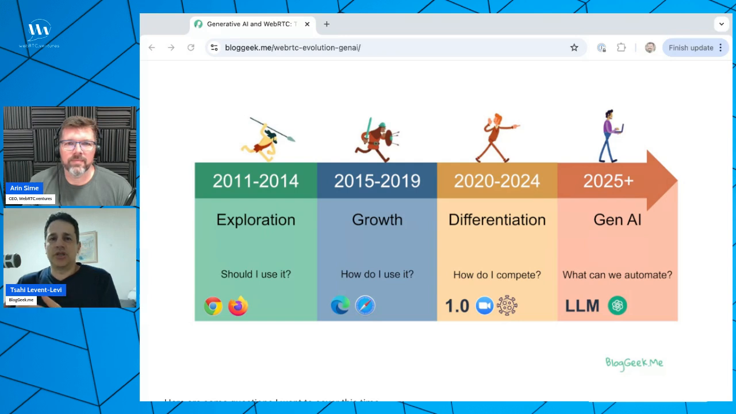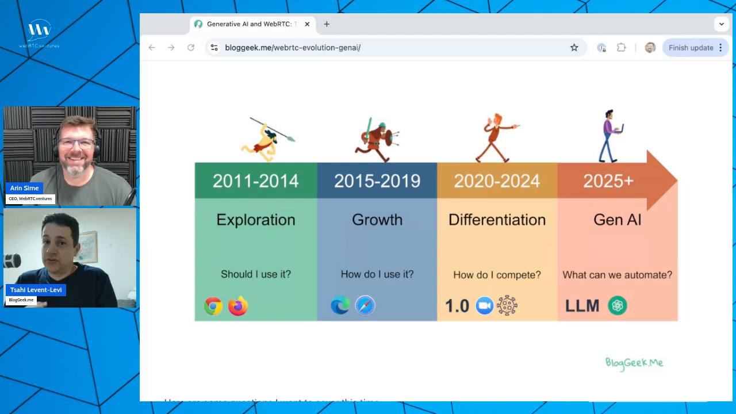Then came the era of differentiation around 2020, which meant that WebRTC is here to stay. We've used it, we're using it, there are enough production services out there. And now the question is, how do I make my service different than your service? What do I need to do in order to rise above the level of the noise? Because everyone is building the exact same thing with WebRTC. It acts and behaves almost the same. At this point in time, we had WebRTC 1.0. Finally, we had a specification out there. Nobody cared, but we had one.